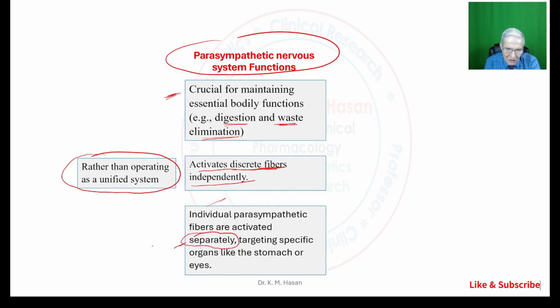The parasympathetic system does not work as one unit; it works separately. The GI system is different from the elimination system, and different from other targets, like the stomach or the eye. So remember, the parasympathetic system works separately in the eye, the stomach, the GI system, the genitourinary system, and the central nervous system. So it works as separate units.